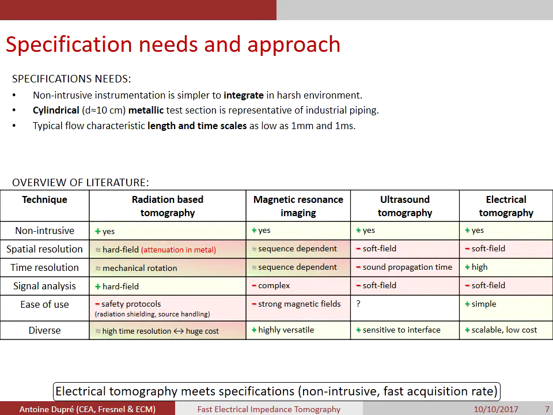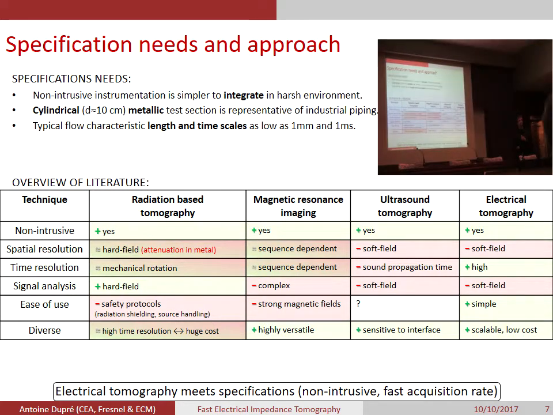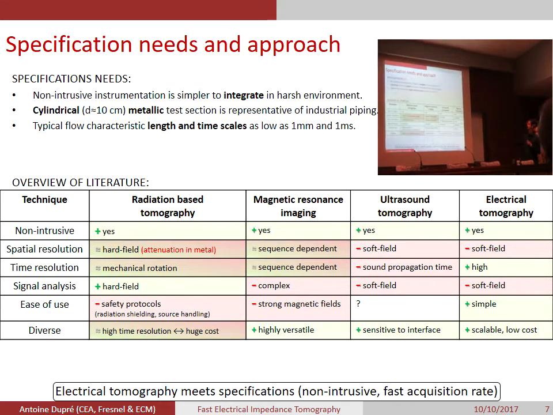Based on the goals of this PhD thesis, I've listed the specifications I want for the instrumentation to be developed. First of all, I'd like to have non-intrusive instrumentation because that will mean the integration to a harsh environment will be simpler. Second, I'd like the sensor to be compatible with a cylindrical metallic enclosure of roughly 10 centimeters in diameter, because that's representative of what you have in industrial piping and also in research experiments. Finally, I'd like the spatial and temporal resolution of my instrument to be as good as possible to match the typical flow characteristic length and time scales of multiphase flows, that can be very low depending on the flows.